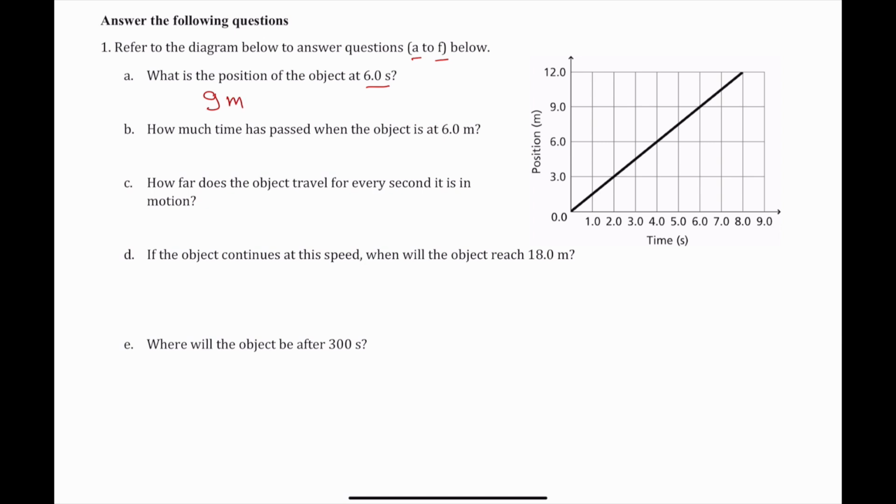meters. B. How much time has passed when the object is at 6 meters? At 6 meters, we draw a horizontal line and then a vertical line. So the answer is 4 seconds.